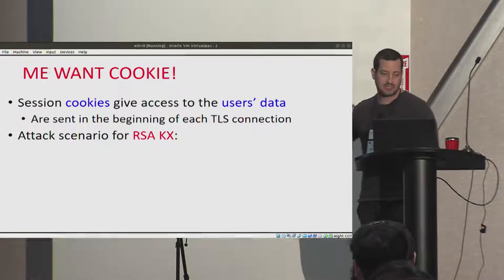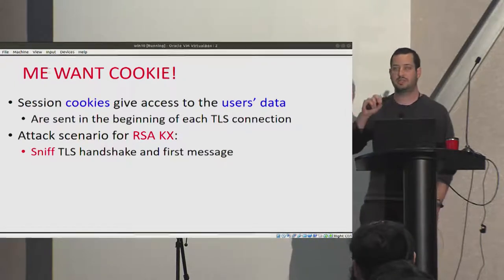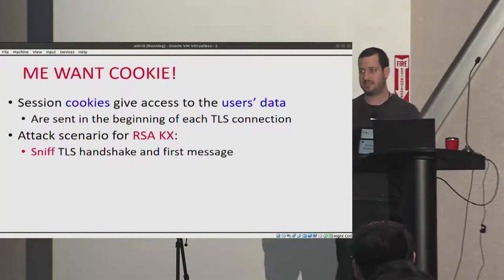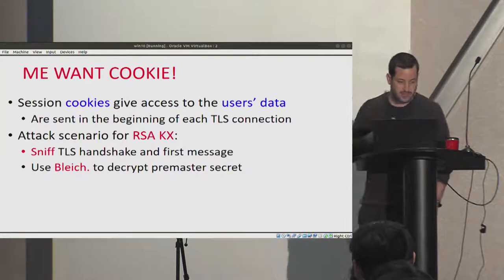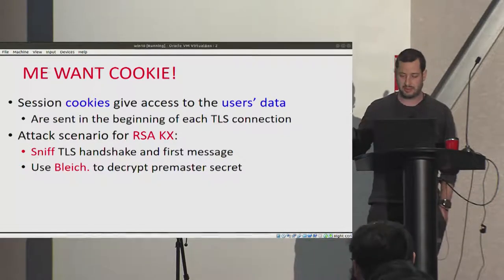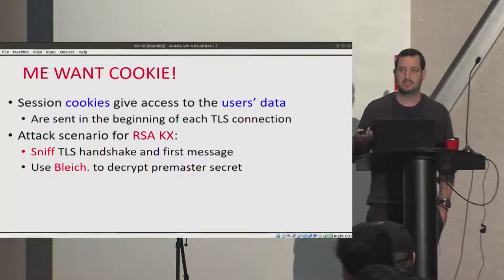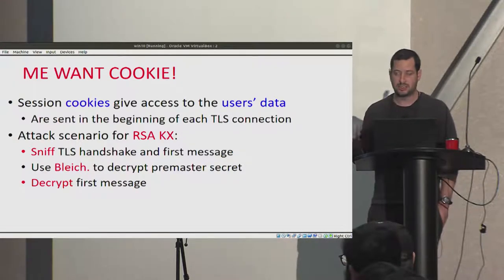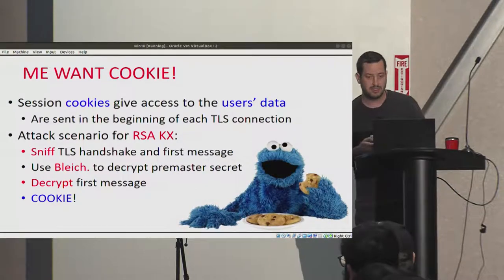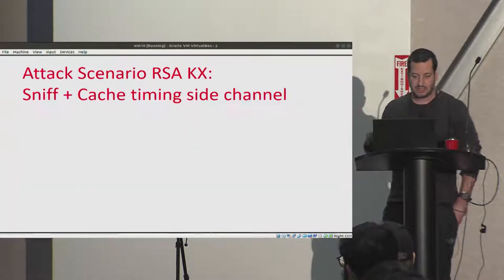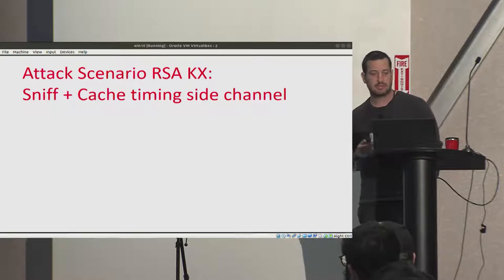And so we have this attack scenario for this RSA key exchange. We're going to sniff one TLS handshake and the first message that is sent by the client. And then we're going to use Bleichenbacher to decrypt a pre-master secret. And after we get this pre-master secret, we can decrypt the first message, and then we get a cookie. So, all right, it's a very simple, very elegant attack. And this is how it's done in the case of a cache timing side channel.